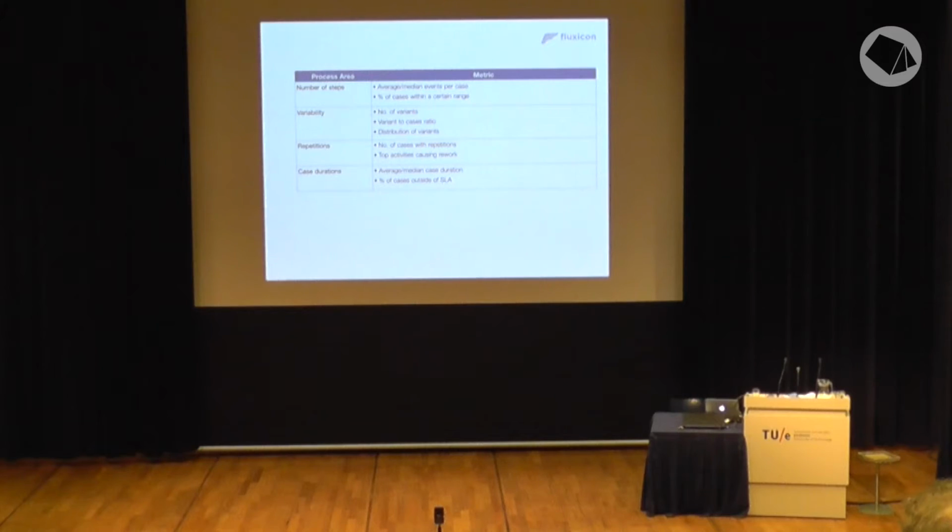Other examples, I don't have a concrete example for that. In this case, repetitions, right? Number of cases that have rework, top activities causing rework. So these are things that people frequently look at. Case durations, of course, average, mean, or median case durations, or a number of cases that are falling into a certain service level agreement. Often there's a service level agreement that you have to complete a case in a certain time frame. And that's similar to the number of events, basically.